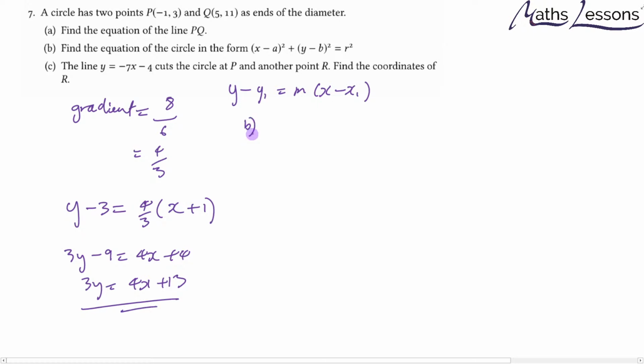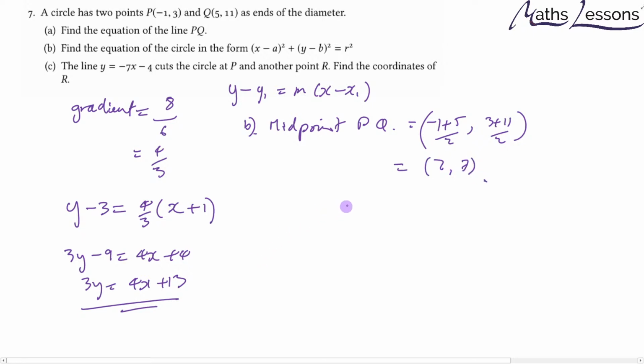So for part B, to find the equation of a circle, the first thing we need to do is find the centre. It must be at the midpoint of PQ. The midpoint of PQ will be the average of the x values, -1 plus 5 over 2, and the average of the y values, 3 plus 11 over 2. So the midpoint is going to be (2, 7). We can find the distance from P to Q to get the diameter, and then from that we'll be able to get the radius.